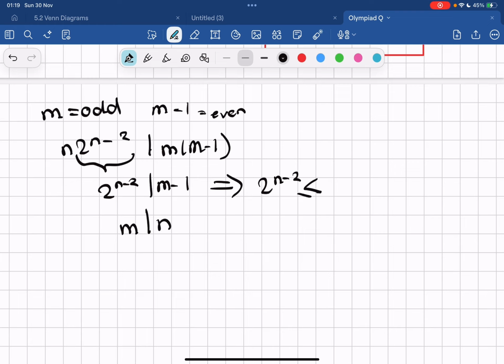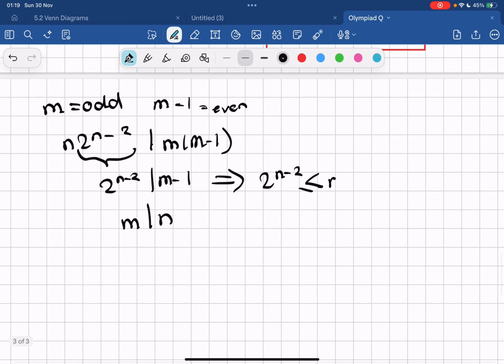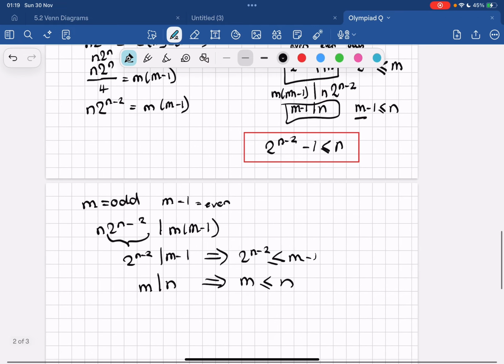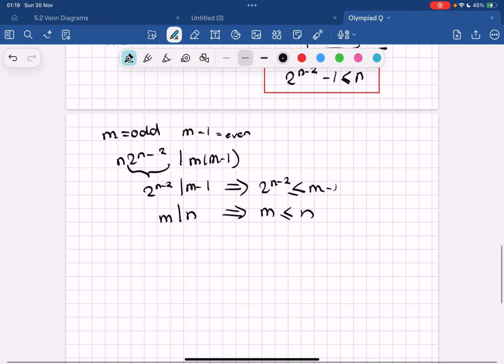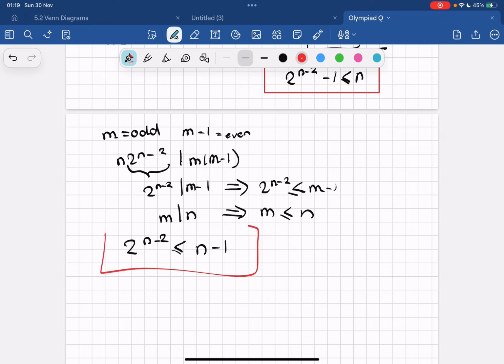And if you write our inequalities out, 2 to the n minus 2 is less than m minus 1, and m is less than or equal to n. Again, if you merge our inequalities, we get 2 to the n minus 2 is less than or equal to n minus 1. Again, let's draw a red box around it.